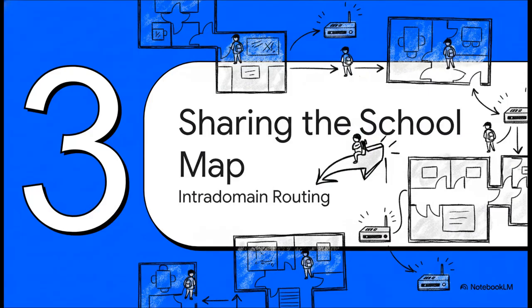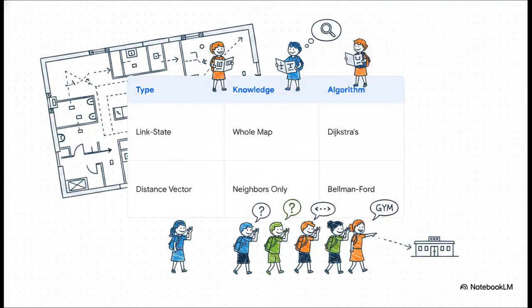Which naturally brings us to Section 3, Sharing the School Map. Let's look at intradomain routing algorithms. How do the students in routers actually figure out the map inside their own school? You've basically got two main ways to share that map. First, you have link state protocols, like OSPF. In this method, the principal gives every single student a complete, perfect blueprint of the school, and they use a fancy math trick called Dijkstra's algorithm to calculate the absolute shortest path.